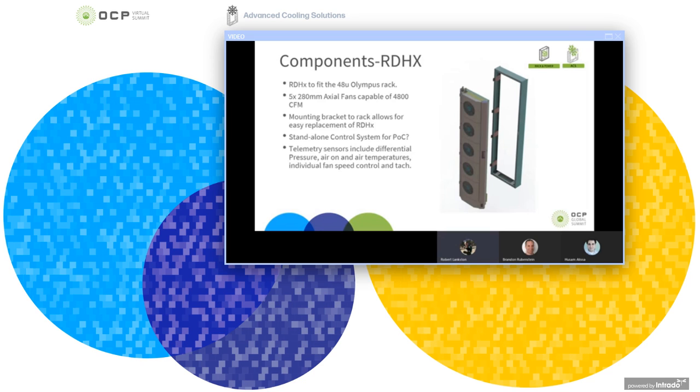The current POC system has a standalone control system for the door. However, future iterations should interface with the pumping unit to allow for external control and management of fans. Telemetry from the door includes differential pressure, air inlet temperature, and individual fan tach and control signals.